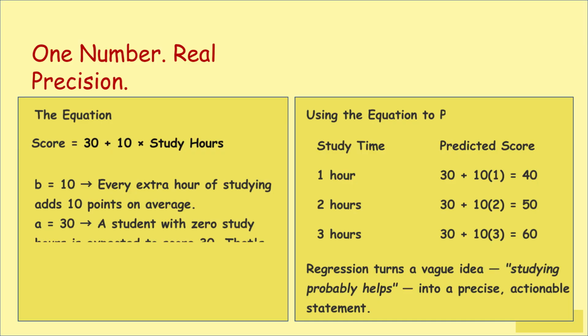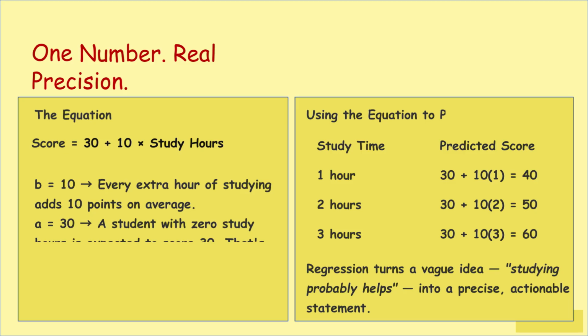Together, the full picture. What B really means, real example. Score equals 30 plus 10 times study hours. A equals 30. A student with 0 study hours scores 30. The baseline. B equals 10. Every extra hour adds exactly 10 points. On average, one number turned studying probably helps into studying helps by exactly 10 points per hour. That's the power of regression. Predict. 1 hour to 40, 2 hours to 50, 3 hours to 60. Clean and precise.